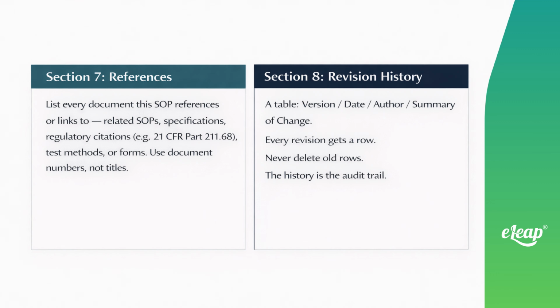Revision history is a table with 1 row per revision. Version number, date, author, and a summary of what changed. Never delete old rows. In a regulated environment, the revision history is part of the audit trail.